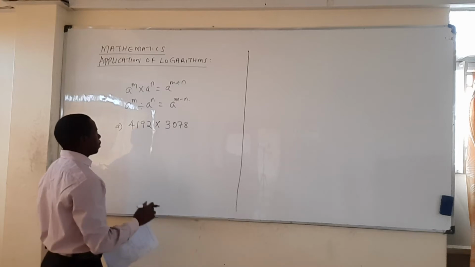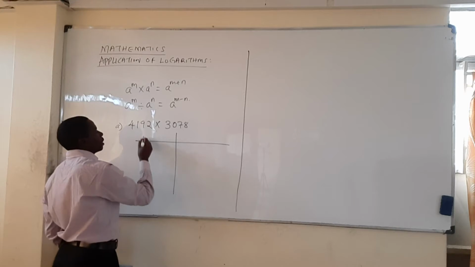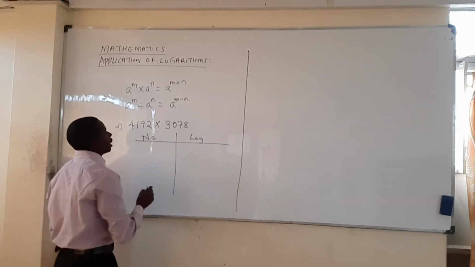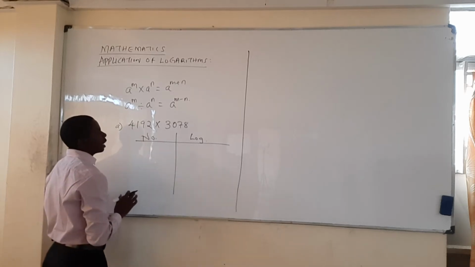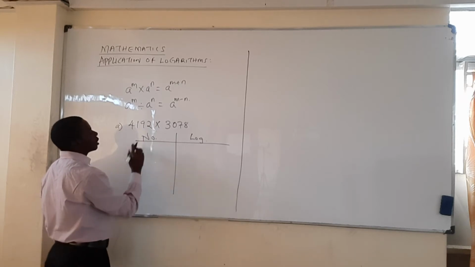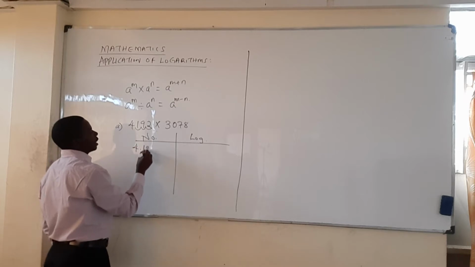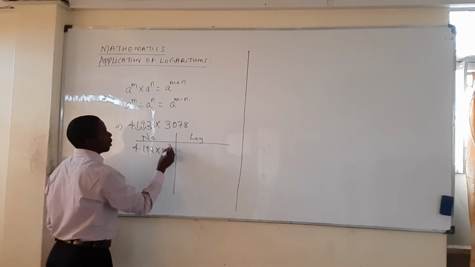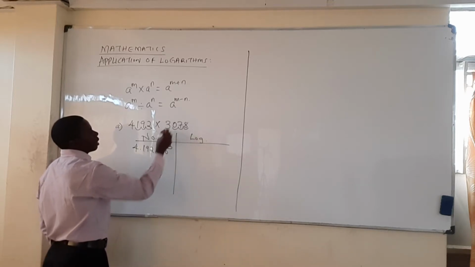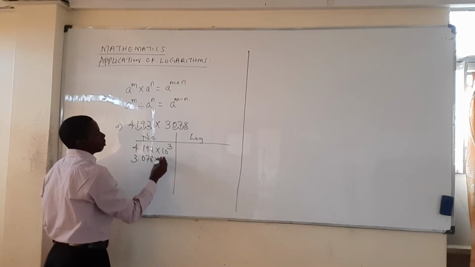We create a table here. On one side we have numbers, and on the other side we have logs. We write these numbers in standard form so that we can read the logarithms from the table. So 4,192 should be 4.192 times 10 power 3, and then 3,078 would be 3.078 times 10 power 3.